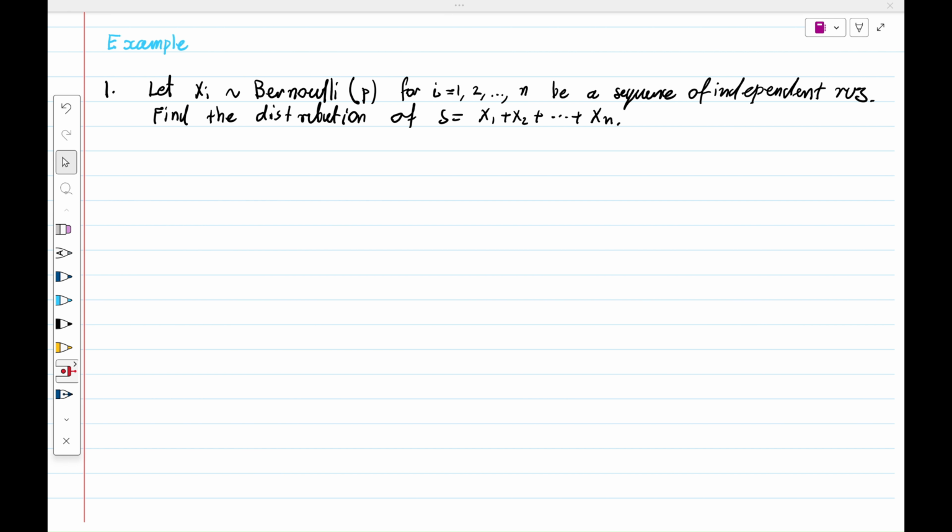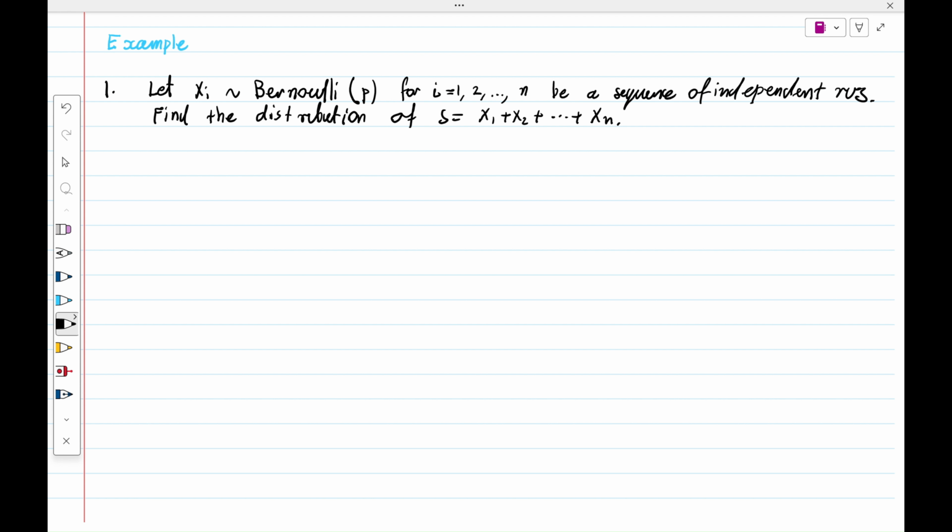Here's our first example. Suppose each of our xi's, in other words, x1, x2, x3, all the way to xn, all have a Bernoulli distribution with probability of success parameter p, for i equals 1 to n. And let's say they're all independent random variables. We want to find the distribution of the sum of those Bernoulli random trials.